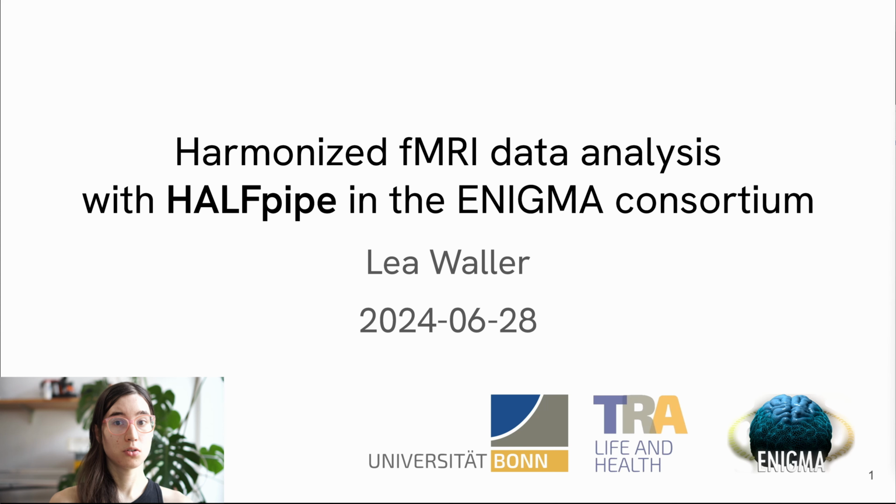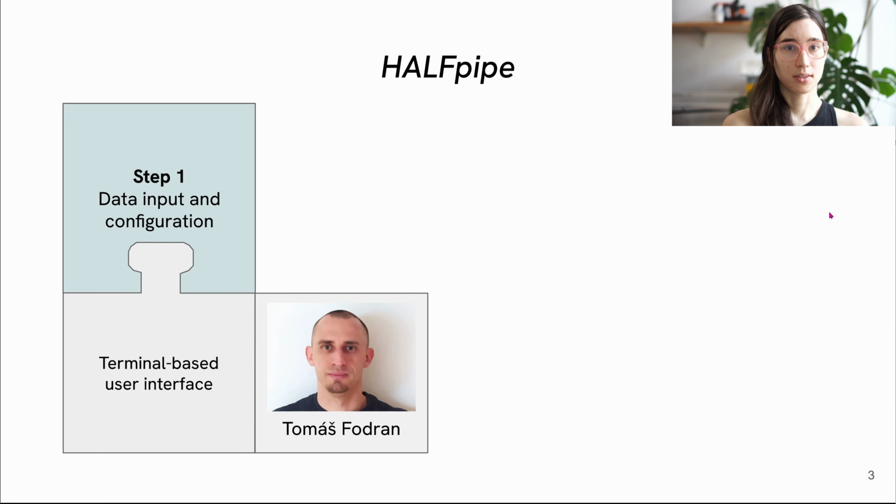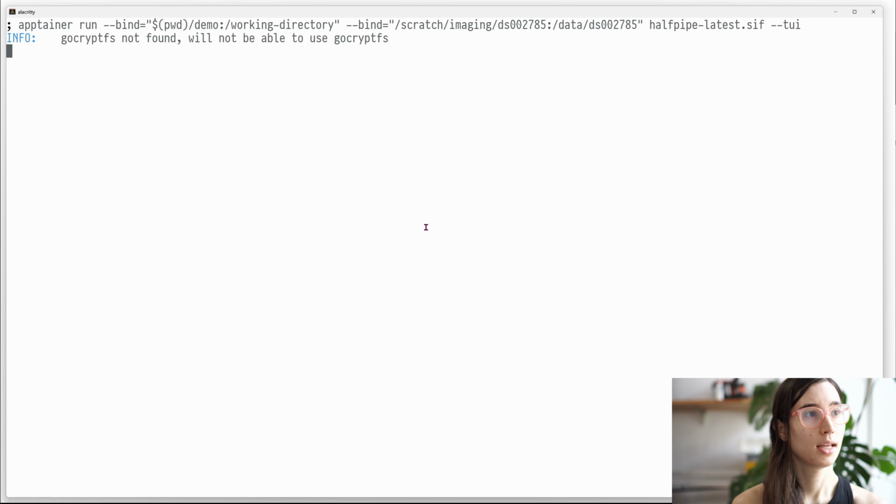HALFpipe enables researchers to agree on an analysis protocol and then run it reproducibly on different data sets and different computing infrastructures. So the way this works is that when you first start HALFpipe, you will see a terminal-based user interface, and that will guide you through data input and configuration. We have recently updated this, and this is the work of the amazing Tomáš Fodran, who's one of the developers on HALFpipe. So when we start up HALFpipe, which we can do with most container runtimes, then it will load the user interface.